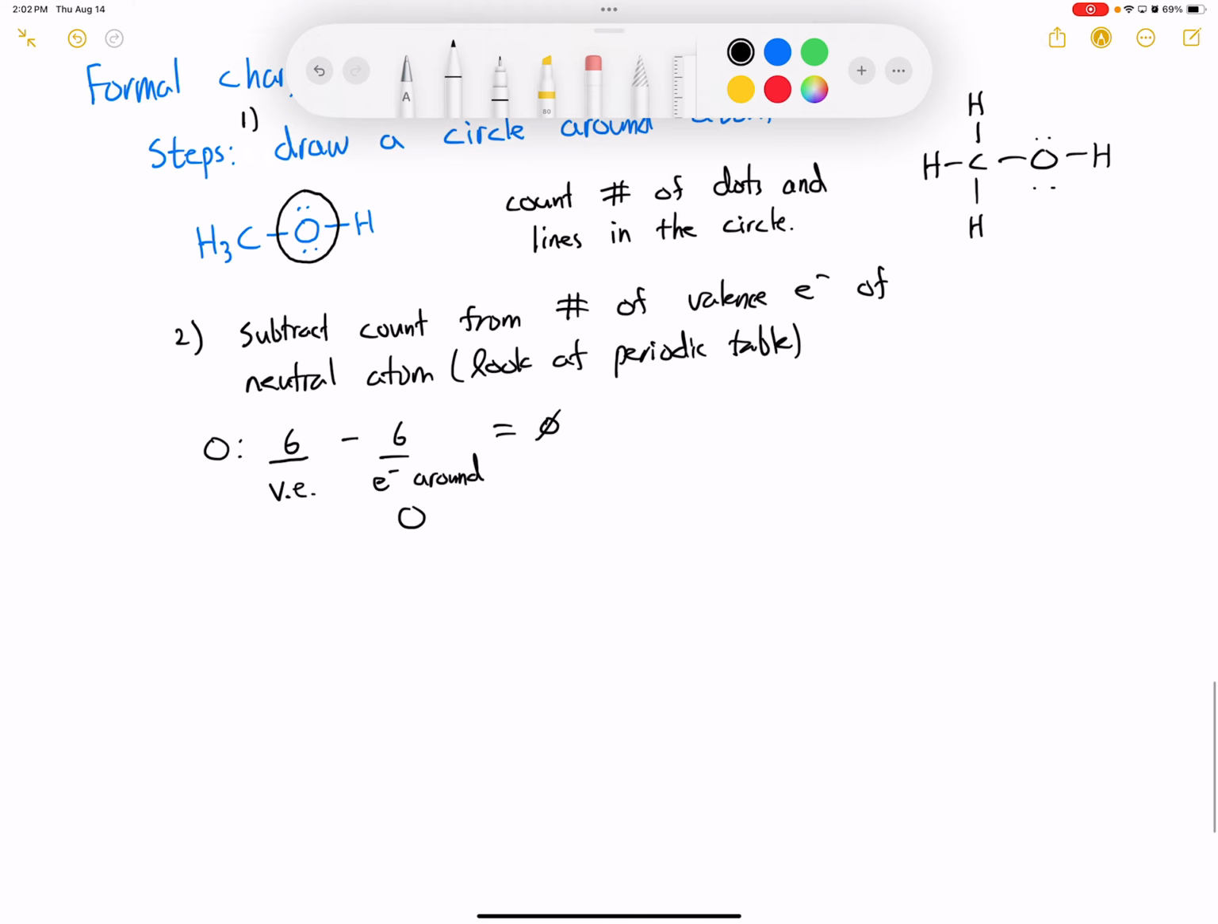Okay? So let's try it for methoxide. So let's use a different molecule here. So this is methoxide, a strong base. Oops, sorry, I got that wrong. All right, so we're trying to figure out the charge here for oxygen right here. All right, so see if you can calculate the formal charge for this one. Oxygen still has 6 valence electrons, but I think there's more than 6 around oxygen in the circle. So what's the formal charge?